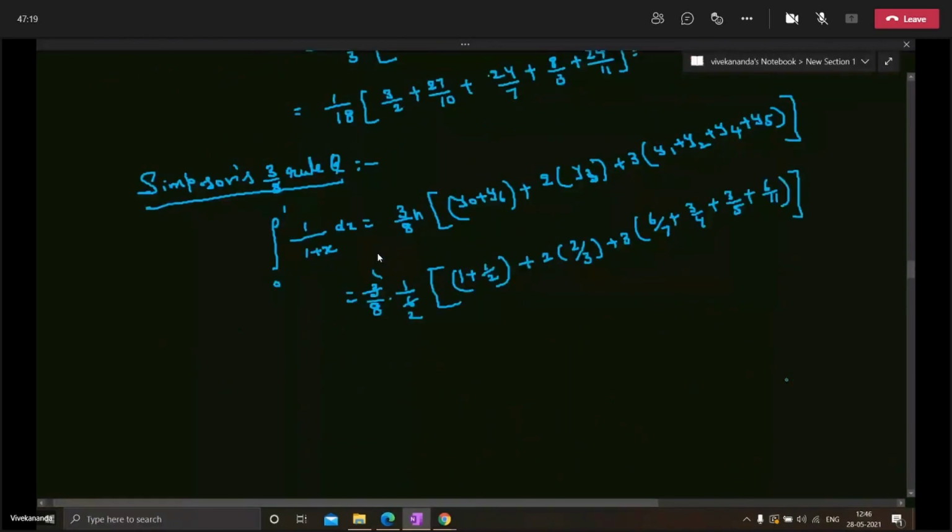So which is equal to 1 by 16 into 3 by 2 plus 4 by 3 plus 18 by 7 plus 9 by 4 plus 9 by 5 plus 18 by 11.